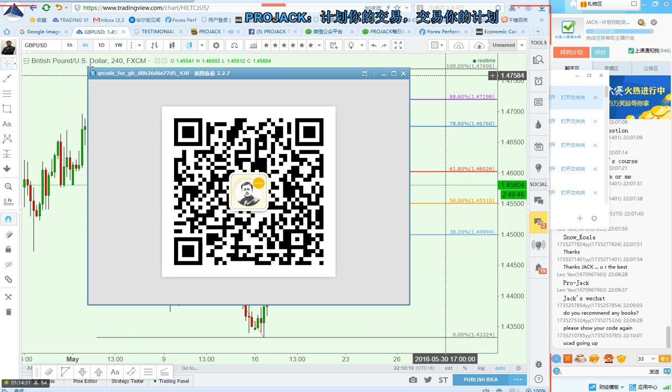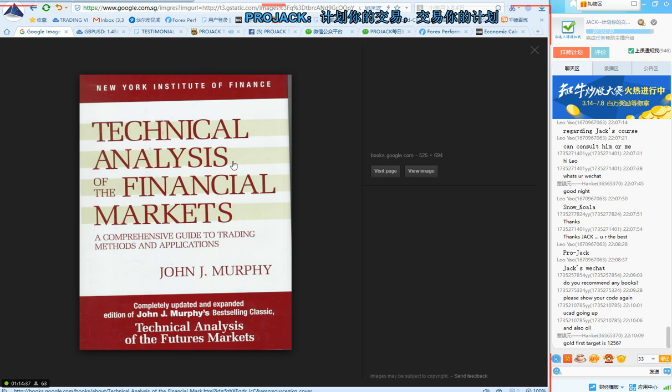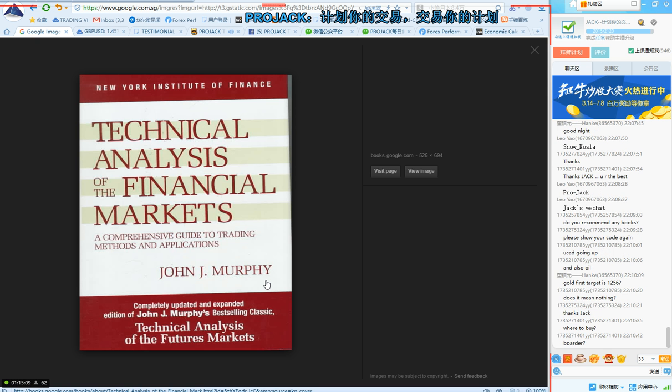I recommend this book for newbies, for new traders: Technical Analysis of Financial Markets by John Murphy. This book is really helpful. It will teach you all the basic stuff in technical analysis: how to identify the trend, how to use moving averages, how to use oscillators, how to use point and figure. It touches a little bit on wave theory, the Elliott wave theory. Almost all the major technical analysis methods are in the book.